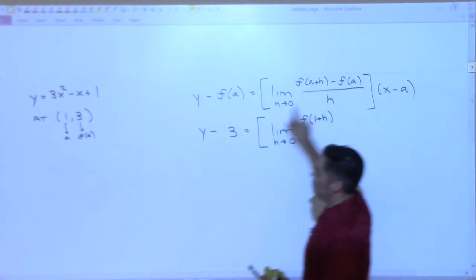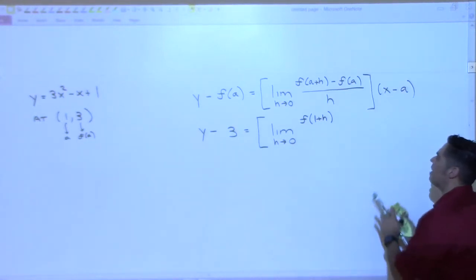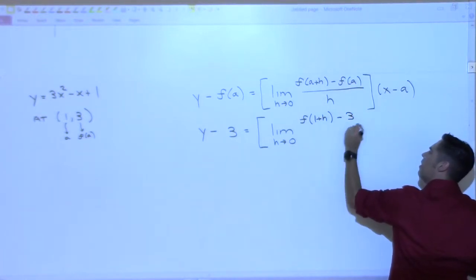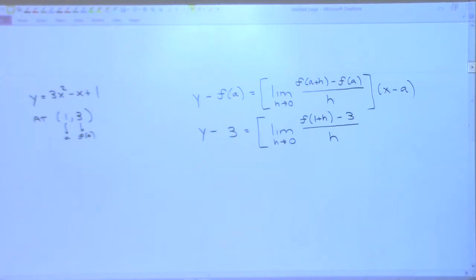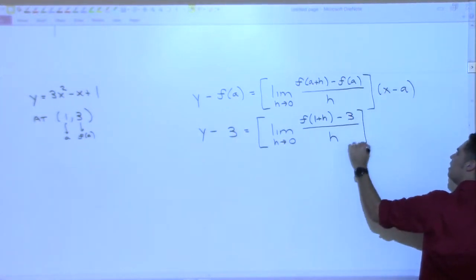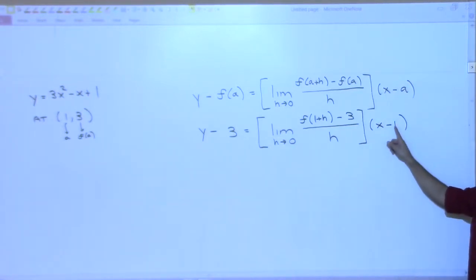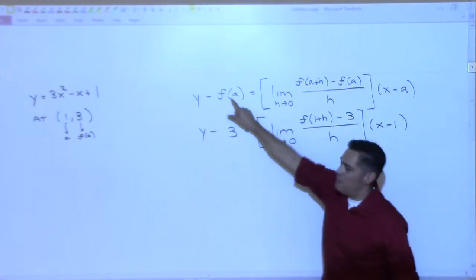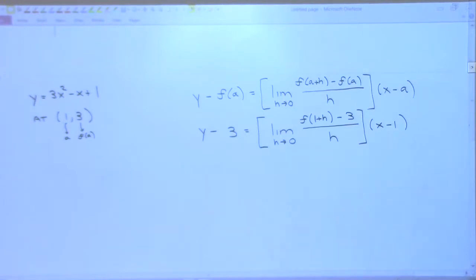Because a is 1. So f of a plus h would be f of 1 plus h. And then minus, do we know f of a? 3. And then over h. That's our limit that we're going to do, and then times x minus 1. So I replaced that a with 1. I replaced that a with 1. I replaced f of a with 3, and I replaced f of a with 3. And that's my new setup. You all hanging in there? Okay.